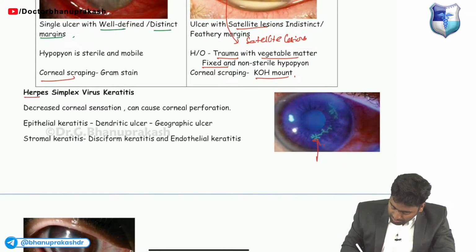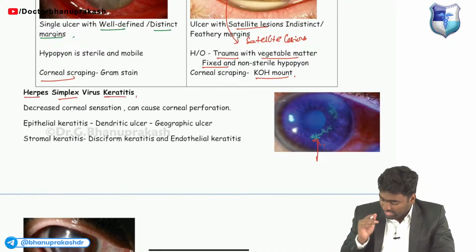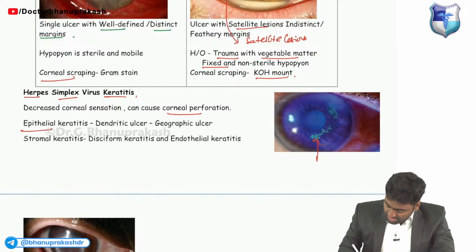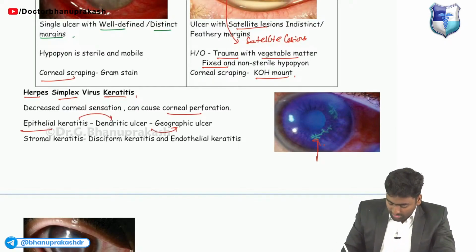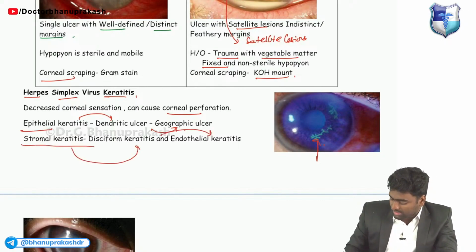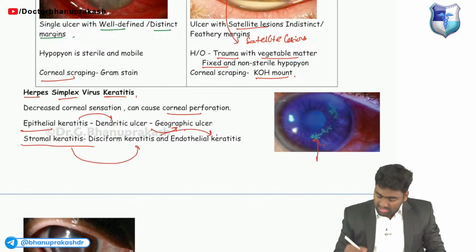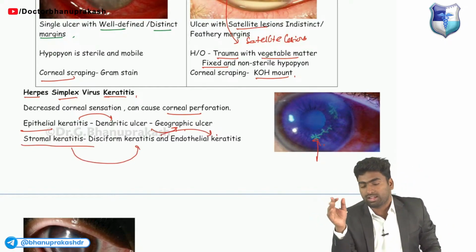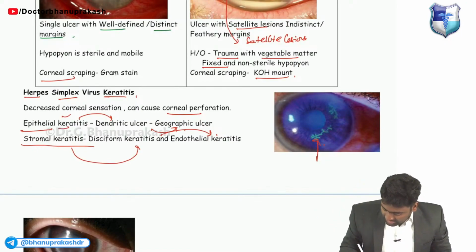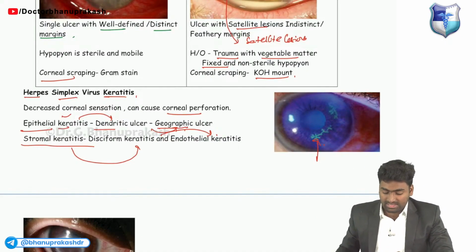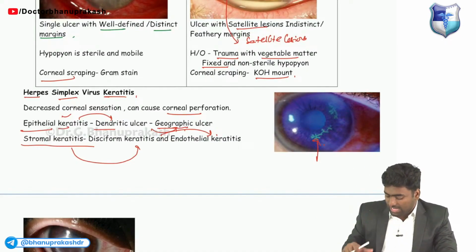Fine. And next, if you are able to see this type of dendritic ulcer, it is especially seen in a case of herpes simplex virus keratitis. There are two types. Epithelial keratitis will cause dendritic ulcer and geographic ulcer. And there will be stromal keratitis, which includes disciform keratitis and endothelial keratitis. So dendritic and geographic ulcers are caused by epithelial keratitis, which is caused by the herpes simplex virus.